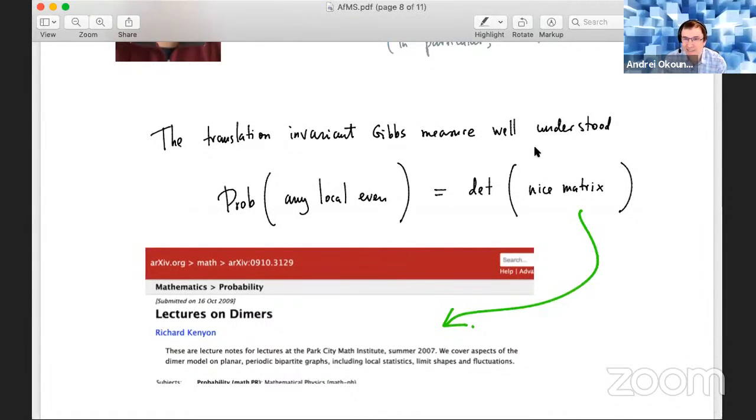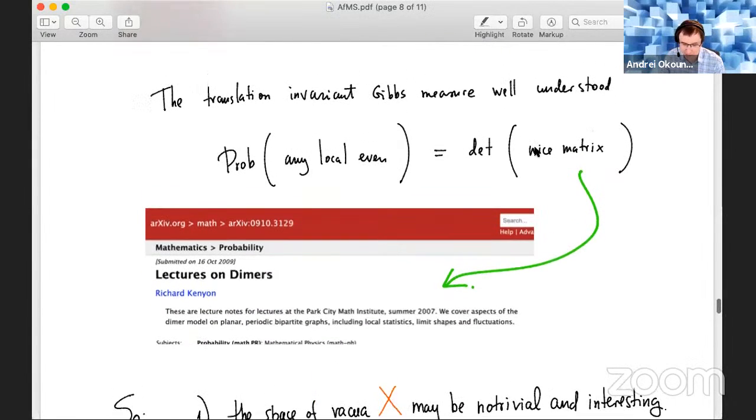And so to summarize, people knew the translation invariant Gibbs measures. They have a very nice description, very nice formulas for all events, and so on and so forth. But the fact that there's nothing else, that was a really hard theorem that Amol proved. And it's a pretty amazing result in mathematics, if you ask me.